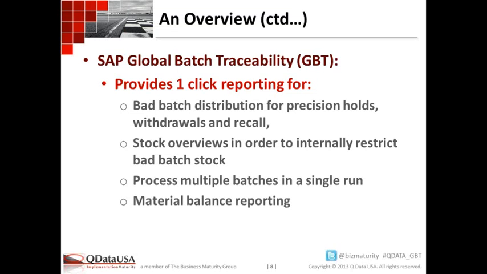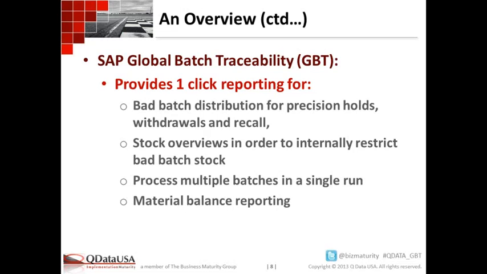If this product has already been released, then how do we pull this off the shelves? How do we do that recall? Well, based on this particular bad batch, let's run this report, and that's my distribution record of everywhere where this is actually happening. And it's just a report written based on the batch repository of information sitting in GBT. There's 3 more reports that are available: standard stock overviews, in order to internally restrict the bad batch.